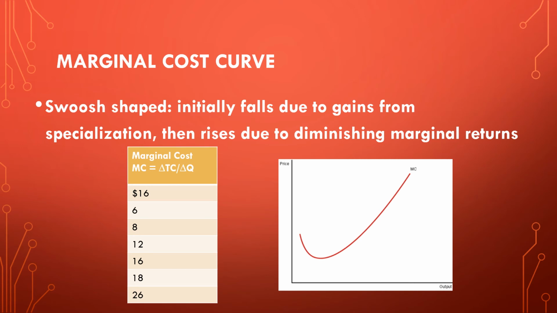All right, so speaking of the marginal cost curve, I'll probably teach this more extensively in class, but the idea is that's what it looks like on the right-hand side. It is kind of swoosh-shaped. It looks like a Nike check, sort of. So it initially falls, and that's due to gains from specialization. So by employing more labor, you become more productive faster, and so the marginal cost actually initially decreases. But then it rises due to diminishing marginal returns.